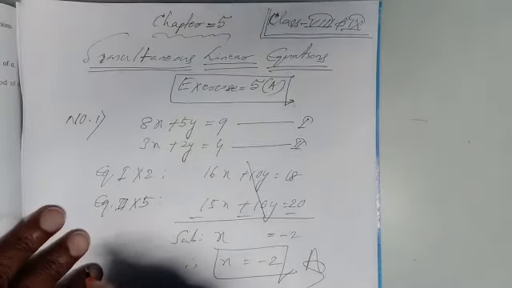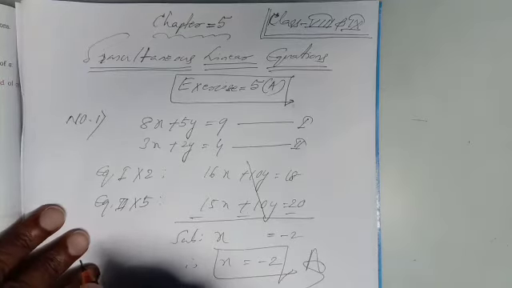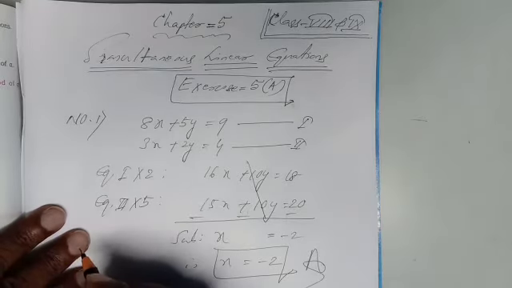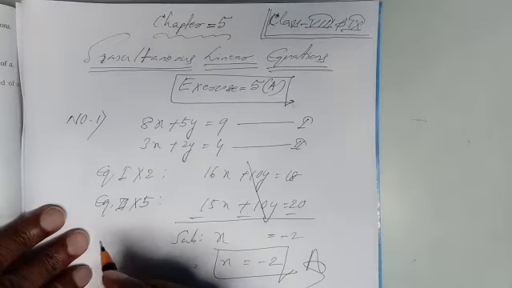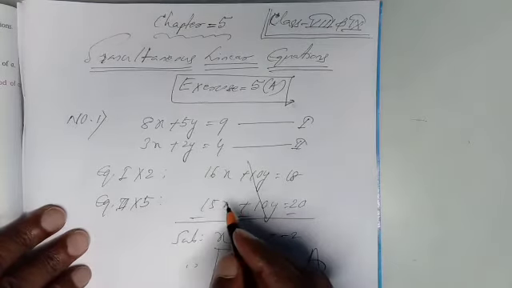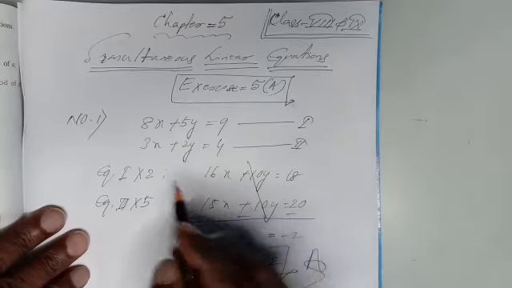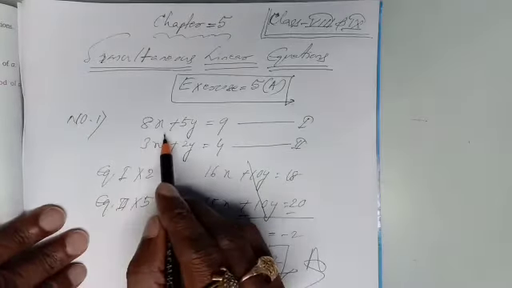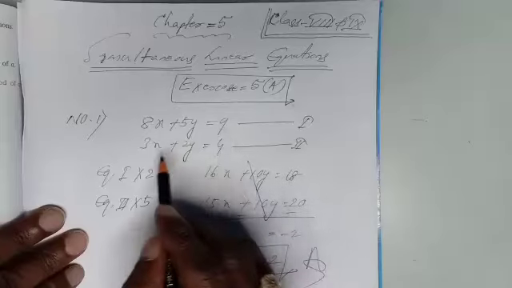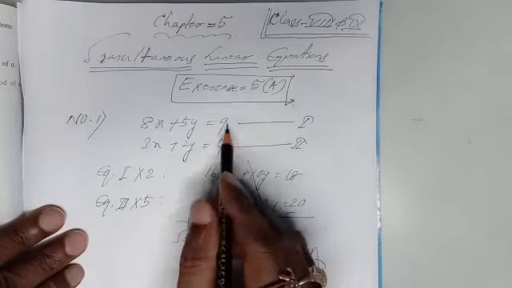See chapter 5, simultaneous linear equations. Exercise 5a, you have to solve the following equations by elimination method or substitution method, any method. Exercise 5a, question number 1, I have copied the question: 8x + 5y = 9, 3x + 2y = 4. There are two equations given.